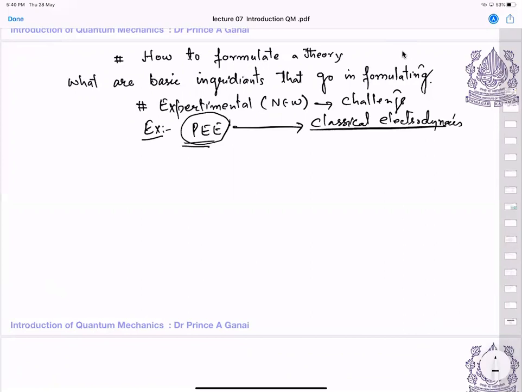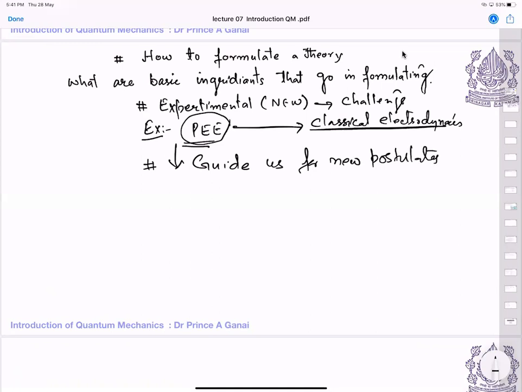So we have a new experiment, and this experiment does not fit into the existing theory. This is the first step whenever you try to formulate a new theory: you have new experiments which challenge the existing theories, right? The second step is that these new experiments guide us to new postulates. So you start your theory with a set of postulates.